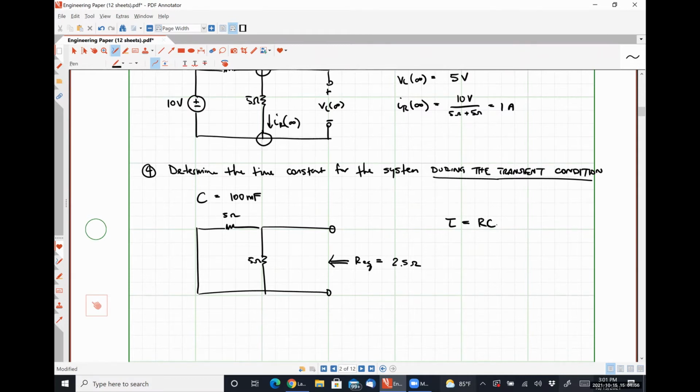So we have 2.5 ohms times 100 millifarads, which should be 0.25 seconds. And for reasons you will see shortly, the inverse of tau would then be 4 per second.